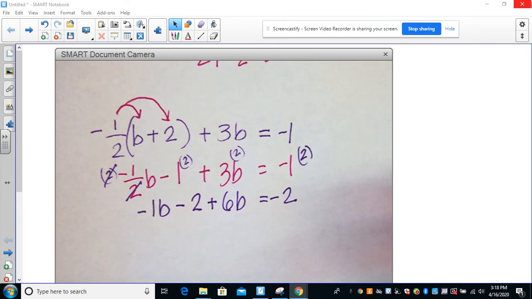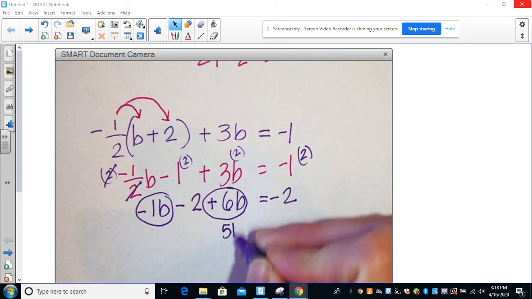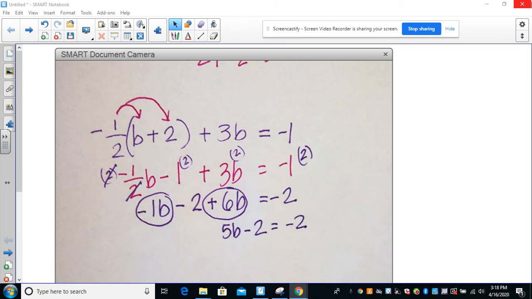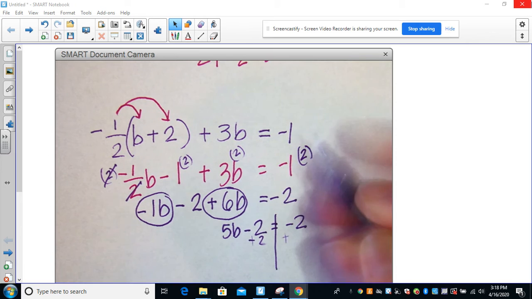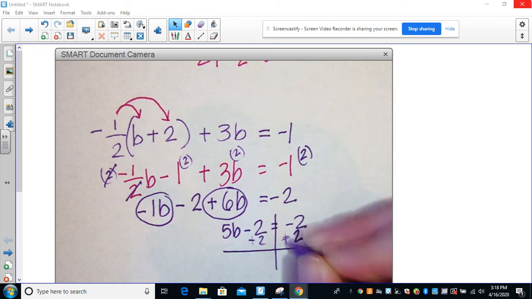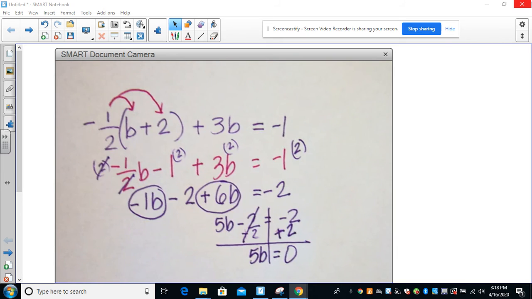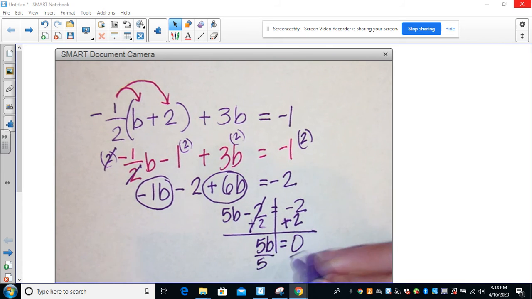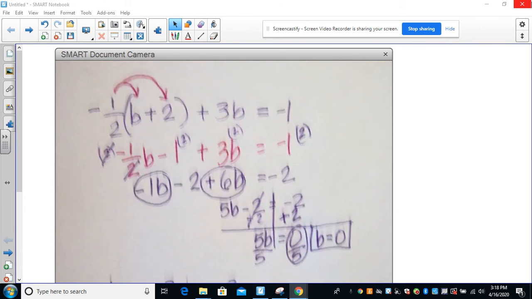Let's combine like terms. Here I have a -1b and a plus 6b. That's going to give me 5b minus 2 equals -2. Now let's just solve it. Plus 2 from both sides. That's gone. I have 5b equals 0. And now we're going to divide by 5. And anytime you have a fraction with a 0 on top, it just simplifies to straight 0. You could again plug 0 back into the equation and check to see if you were right.